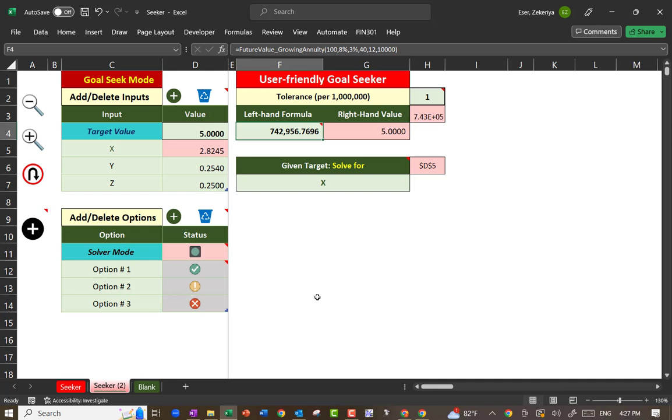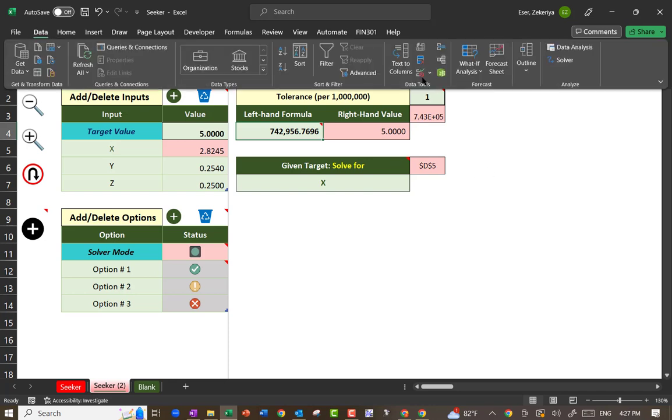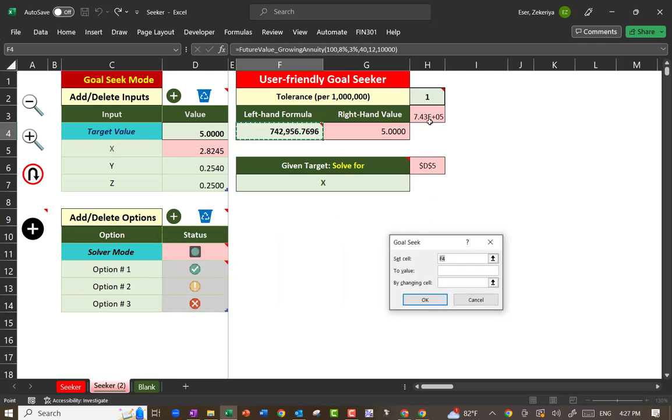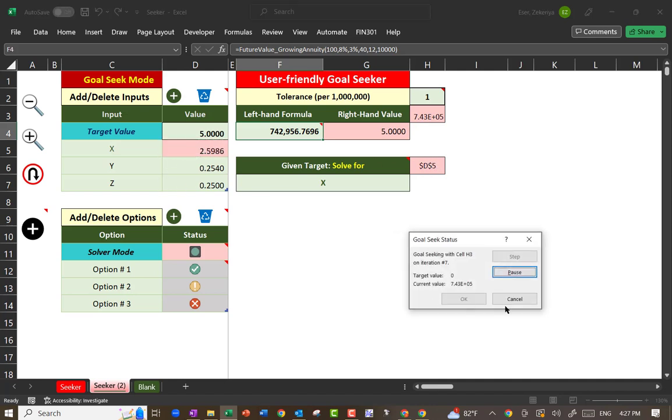Again, this is not anything you could not do using what if goal seek. This is just a user friendly version of doing a goal seek, which actually works like this. Data, what if analysis, goal seek. Well, I want to set this cell, which is the difference, to value 0 by changing what's in this cell, in this case, this. Obviously, I have the wrong thing over there because I set it up for a different problem.